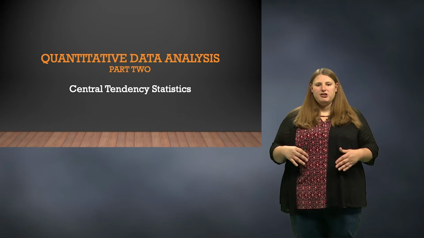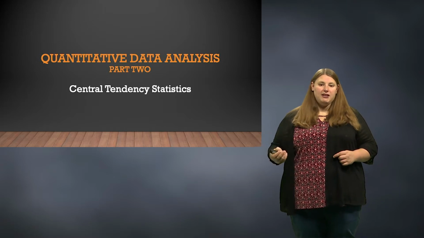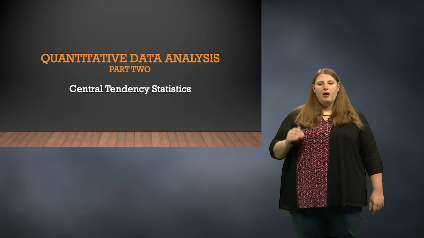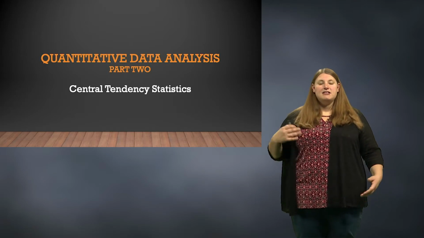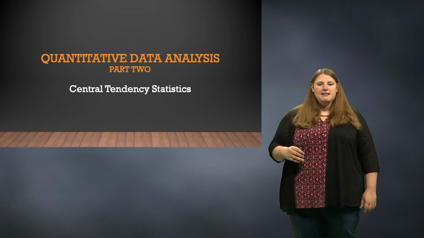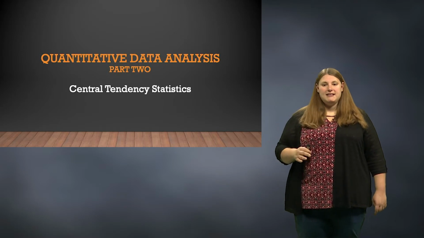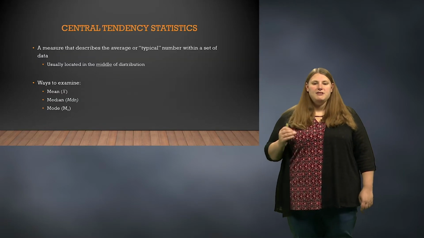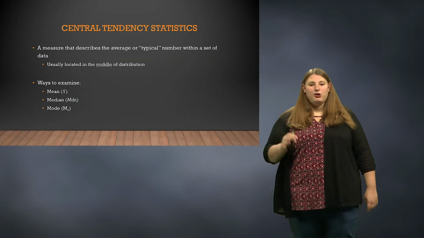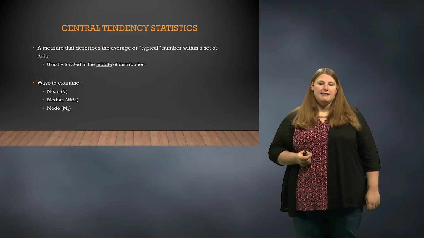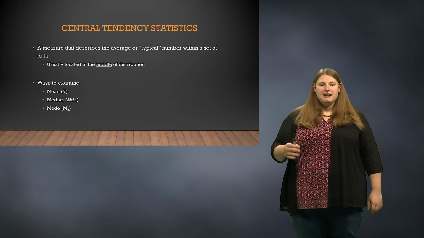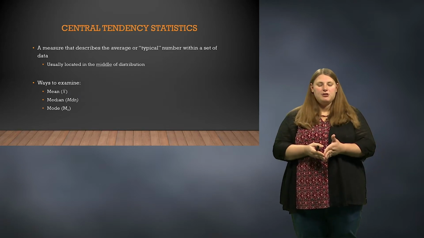In the previous lecture, you learned about the different methods of visualizing a variable's distribution using both graphs and tables. You also learned about the use of statistics to describe a variable. In this lecture, we're going to examine the most common statistics, called central tendency statistics. Now, central tendency statistics are designed to describe the typical value within a data set. Generally, as you can guess from the name, central tendency statistics are located in the middle of the distribution.